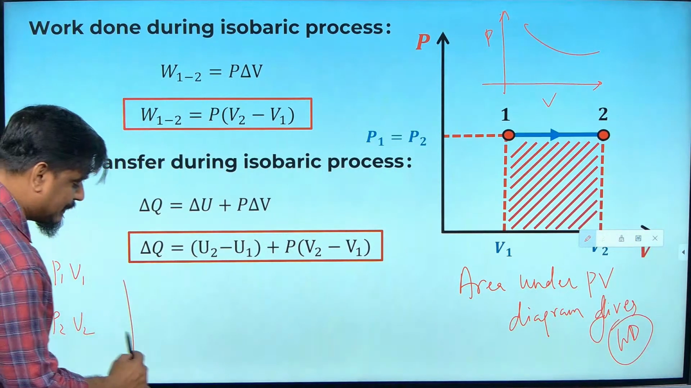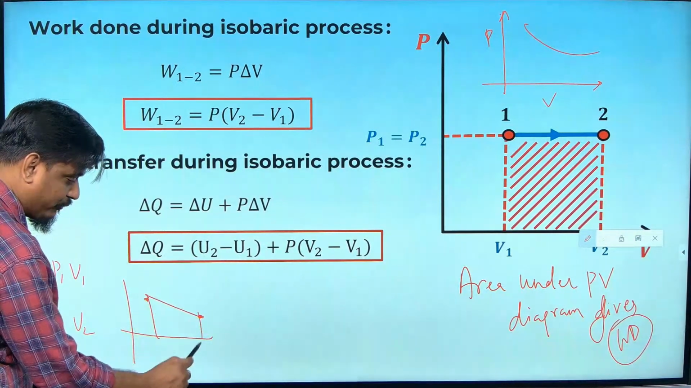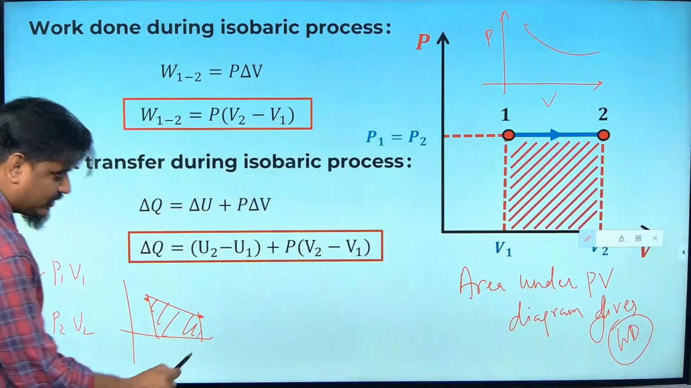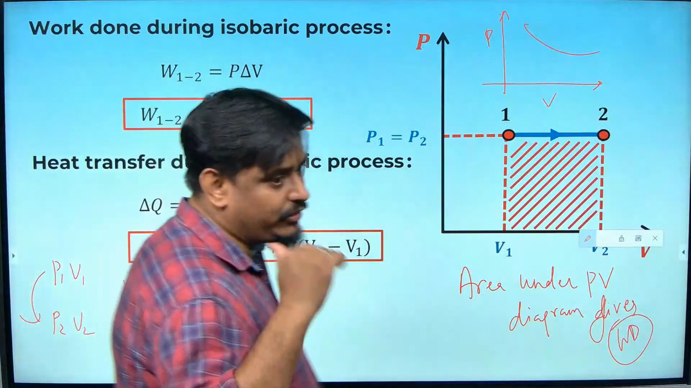You will plot P1 V1, P2 V2, then join the line, then find this area, and you will get the answer for work done. This kind of question used to come in the school itself, but now they have removed this portion from the school level. But still, in the competitive class, I will talk about this.